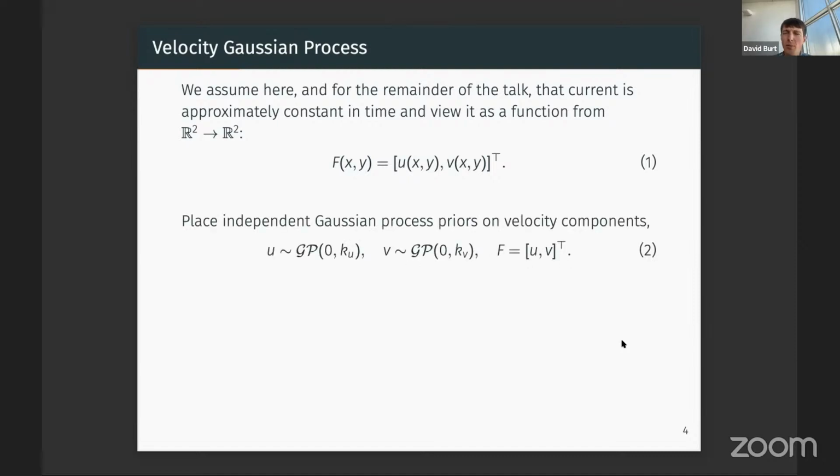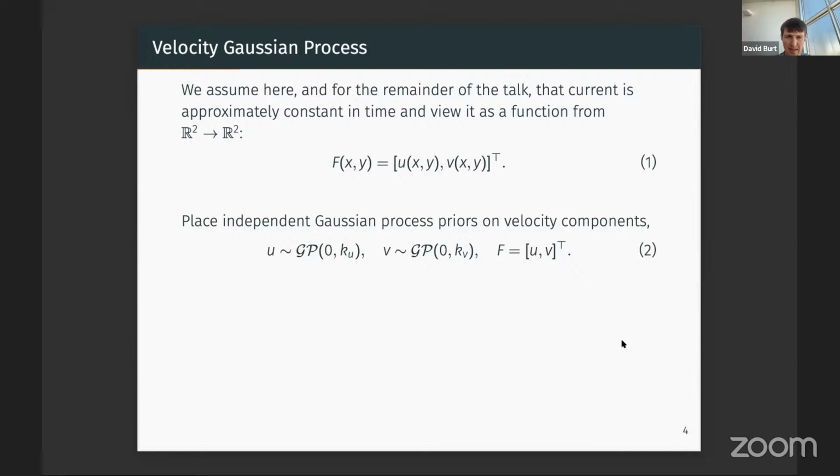The most straightforward thing to do, if you're at a Gaussian process seminar series and like to use Gaussian processes for spatial modeling, is to place independent Gaussian process priors on the two components of the ocean current.